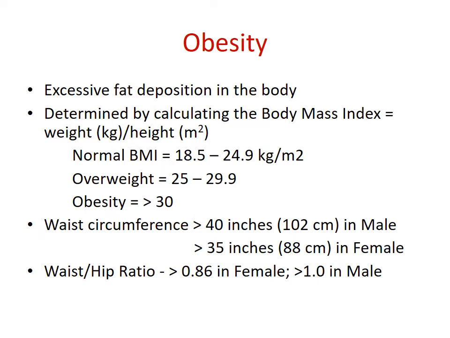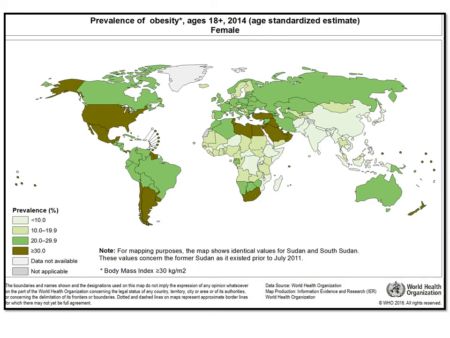And when you divide the waist circumference by the hip circumference, if it's more than 0.86 in female and greater than 1 in male, then you can also diagnose obesity. And this is a global picture of the prevalence of obesity. This was about 2014, individuals above the age of 18. And you can see that America appears to be the culprit here.